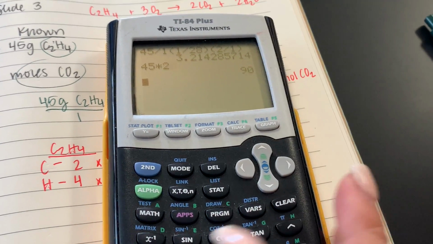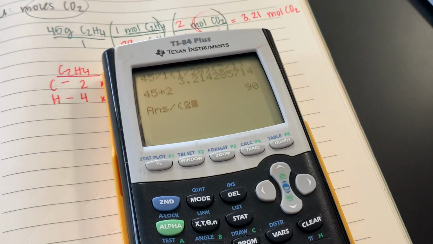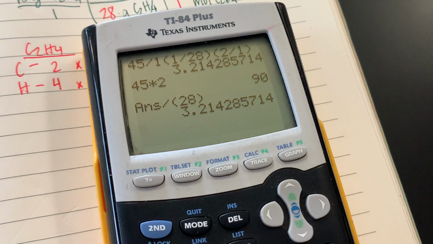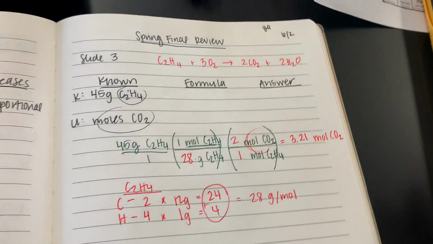45 times 2, enter, divided by, in parentheses, sorry, 28. Oh, well, you don't need to do it in parentheses, only one number. You get the same answer. So, either way you put it in the calculator, it works. Hope that helps.